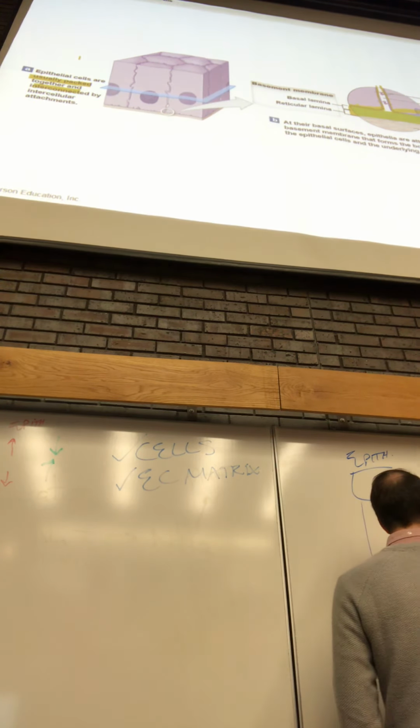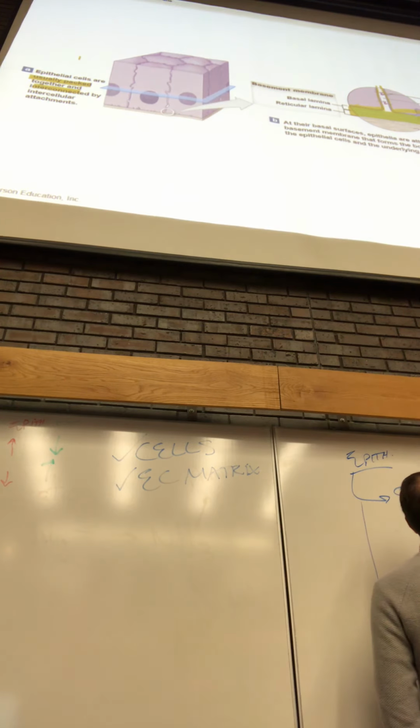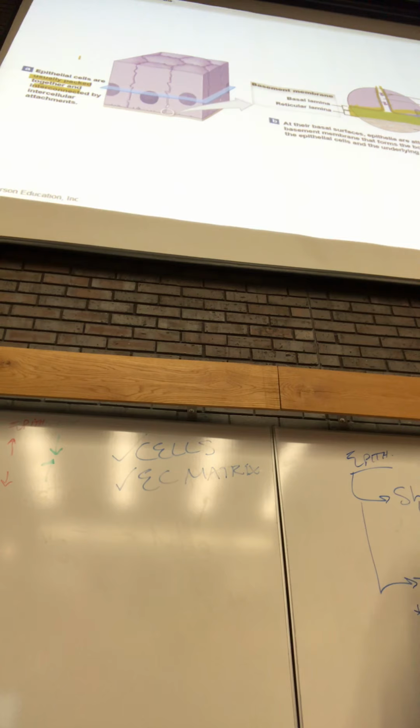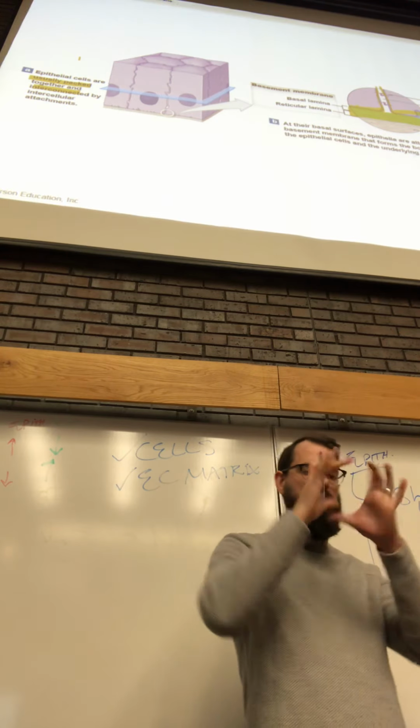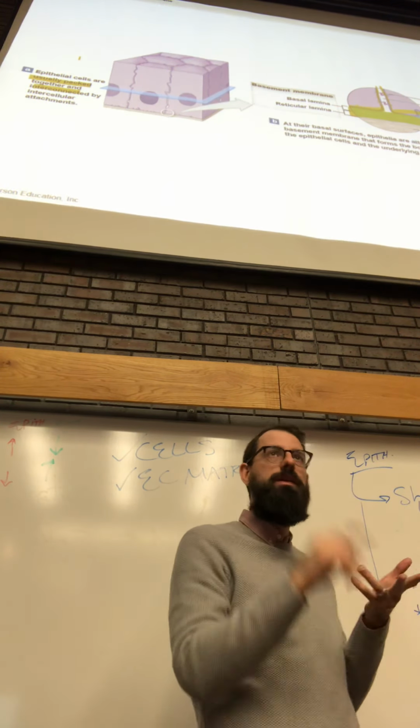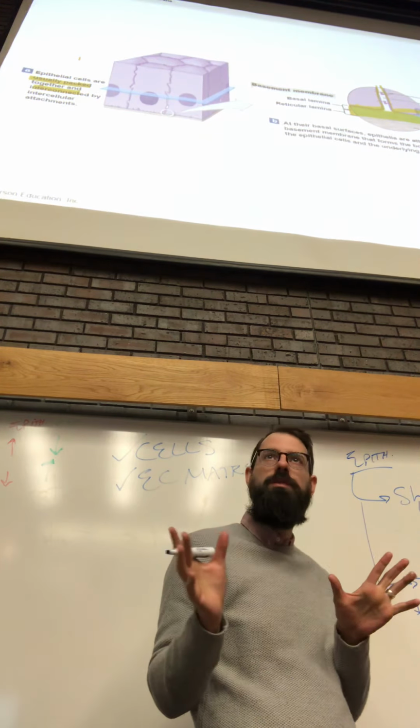What are the shapes? Cuboidal. There's a cuboidal cell. Cuboidal means cube-shaped, like a dice or a Rubik's Cube, where the cell is just about as wide as it's tall. It has a cell membrane, just like every cell. It has a nucleus and mitochondria and ribosomes and whatever, just like every cell.